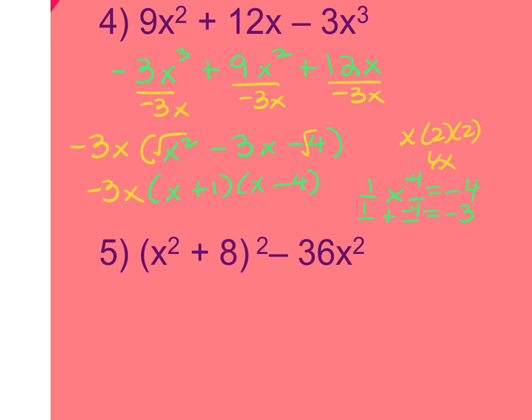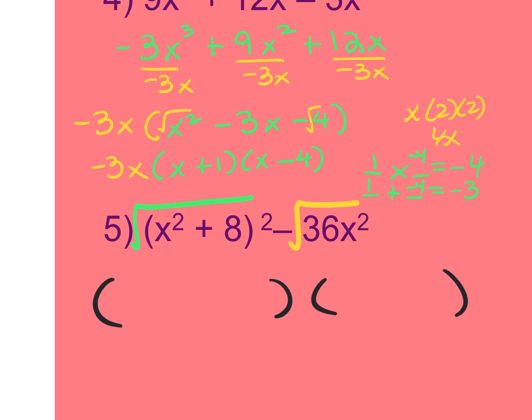On number 5, notice that this is the difference of two perfect squares. So all I need to do is square root the first term, square root the second term, and they're going to go right into my binomials. The square root of this x squared plus 8 just cancels the square, so it becomes x squared plus 8, and I write it in both spots. Then the square root of 36x squared is going to be 6x. One's a plus sign, one's a minus.